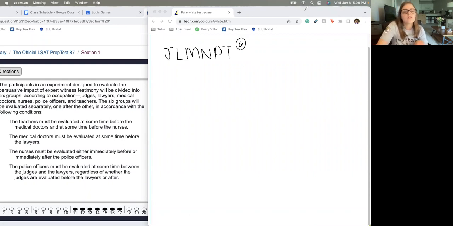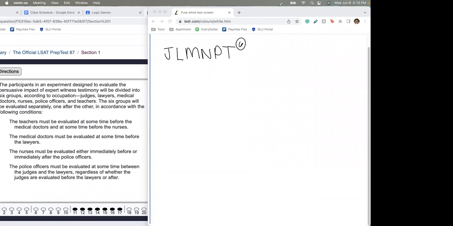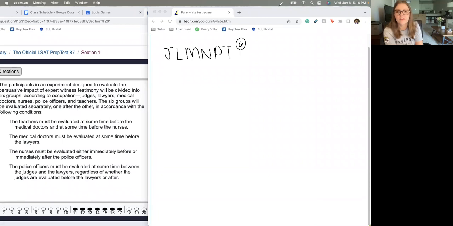So given our paragraph, what kind of game would you say this is? You can blurt it out. Ordering. Yeah, it's ordering because we're trying to figure out who's going to be evaluated first, second, third, fourth, fifth, sixth. The only reason why I asked that was because in our paragraph, it can get a little confusing because it talks about groups. And this is not a grouping game.